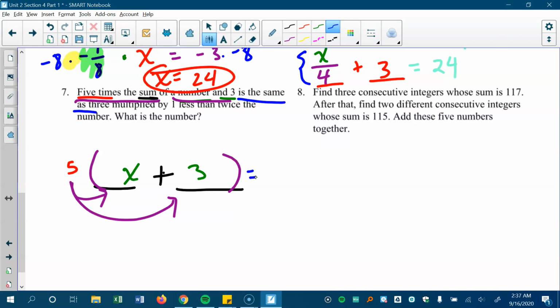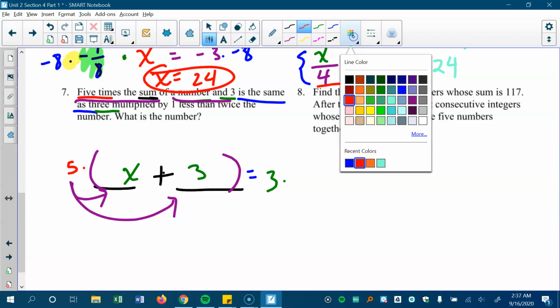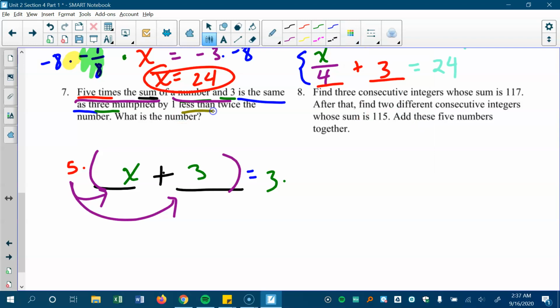And it says 3 multiplied by 1 less. Well, let's do 3 times. I'm also going to put a times here, by the way, for the 5. 3 times 1 less than twice the number. Okay, so 1 less than twice the number. We can do this. Less than means that we are subtracting two things.